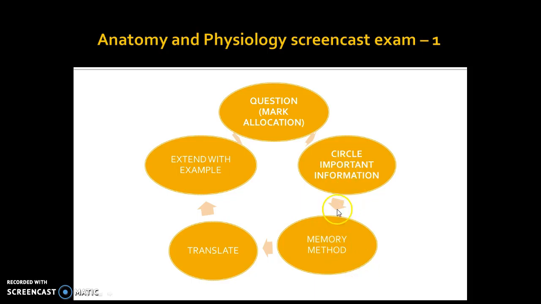Following that, there will be a new slide. For those people who are not quite sure what the answer is going to be with the memory method, I will explain how the memory method links to the question. Then your job is to try and translate the memory method into an answer which you can extend with an example. So that's going to be the focus.